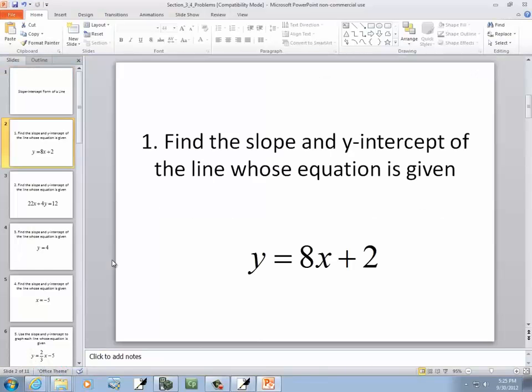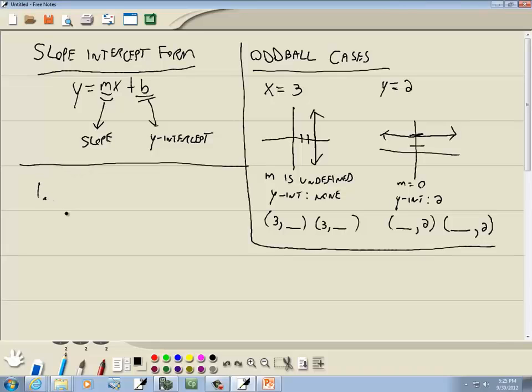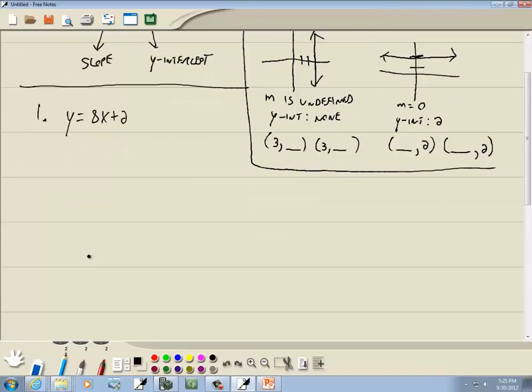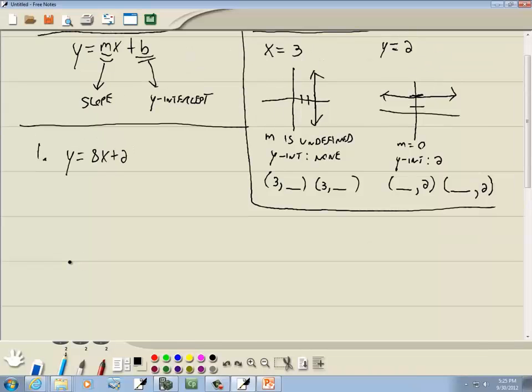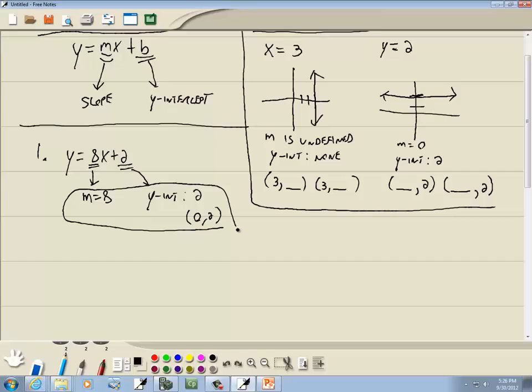Let's look at some problems. Y is equal to 8x plus 2. And the instructions say find a slope and y-intercept of the line whose equation is given. Well, this is in the slope-intercept form since it's already solved for y, so that works out perfect. Our slope is whatever's before our x, so m is equal to 8, and our y-intercept is the number at the end. So our y-intercept is 2, or if you were to write it in point form, it'd be 0, 2. And those would be our answers.